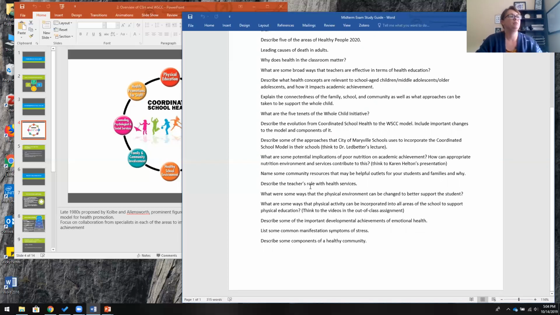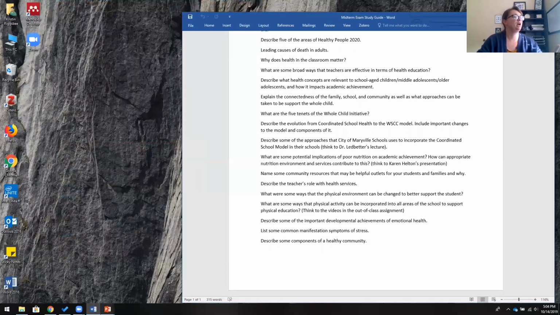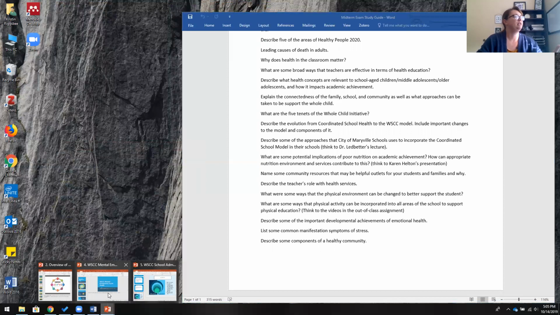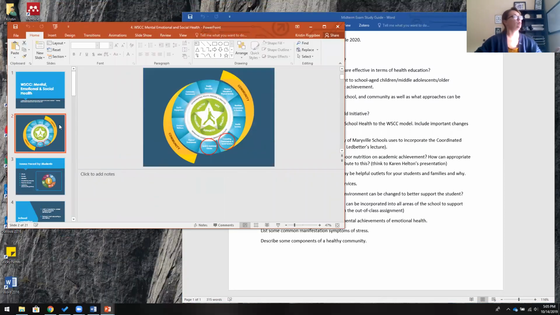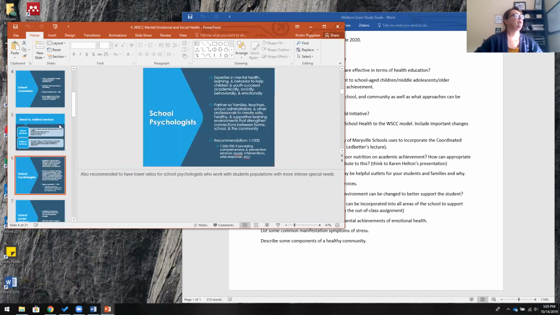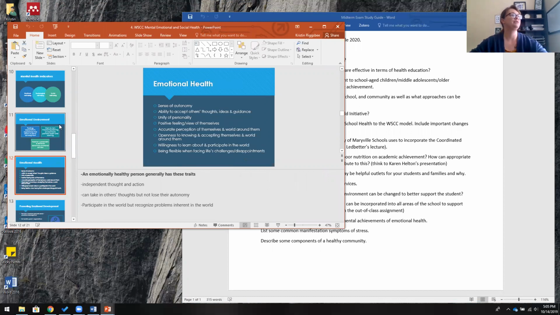Describe some of the important developmental achievements of emotional health. So I wanted to pull that one specifically up. That one is in the chapter 4 slides, the mental, emotional, and social health. And so that is going to look like this emotional health slide that describes how an emotionally healthy person generally has these traits. So sense of autonomy, ability to accept others' thoughts, ideas, and guidance, that unity of personality. So go back to that slide.